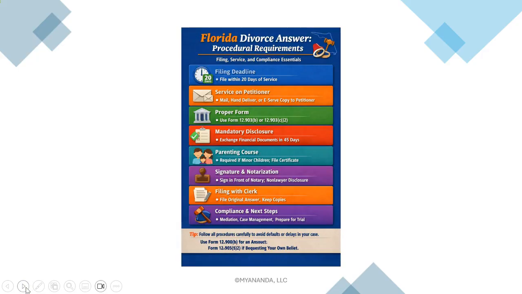All right, so procedurally, what happens is, again, we've got to meet the 20-day filing deadline, and we need to serve that answer on the petitioner, the petitioner's attorney if they're represented, definitely to the attorney. You do this, we don't have to go through a formal service process, like through a process server or the sheriff. It can be mailed or hand-delivered or e-served by copy to the petitioner.